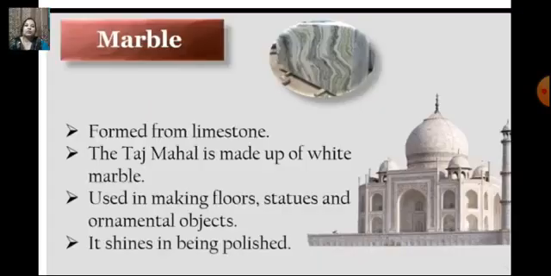Now the first one, children, is marble. Marble is formed from limestone, which is a type of sedimentary rock. The Taj Mahal is made up of white marble. Marble is also found in white, grey, green, black and pink colors. It is used in making floors, statues and ornamental objects. It can be polished easily and it shines on being polished.